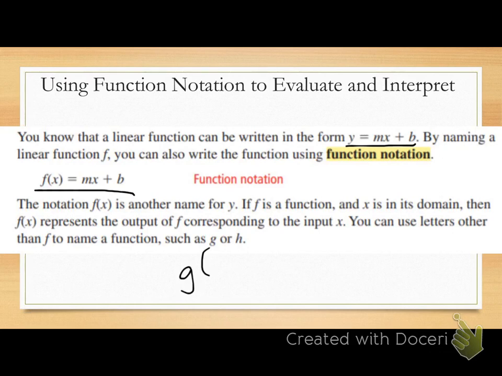I could have g of x. I could have h of x. I could have r of x. Those are all just forms of function notation. We just treat all of those like y. Does that make sense? It's just another way to represent y. But you will see it a lot in your future math classes, so that's why we got to cover it. Okay? Does everyone understand?